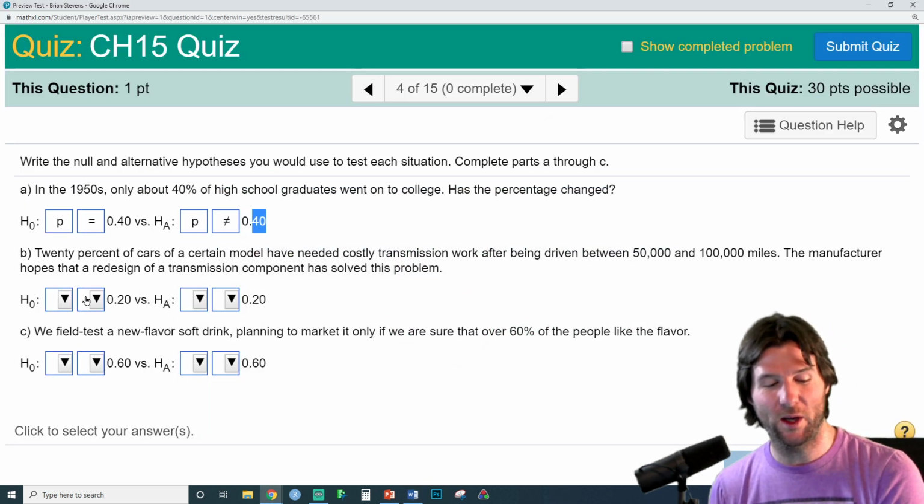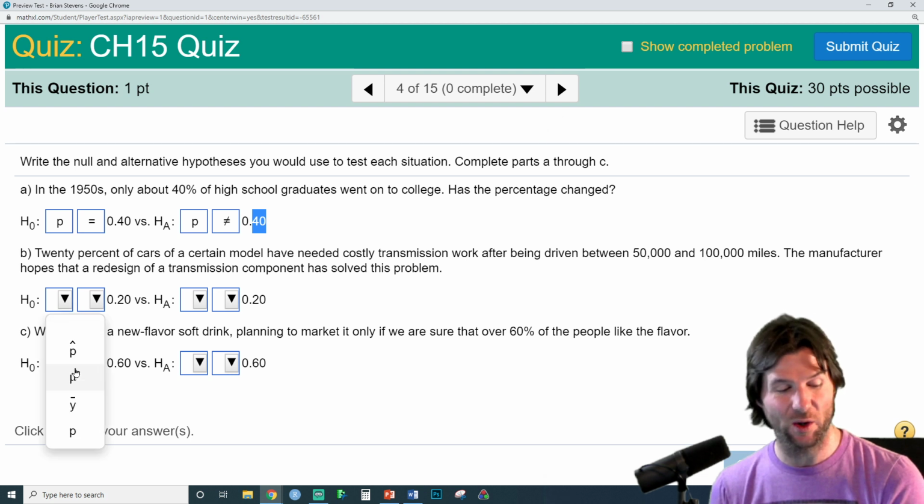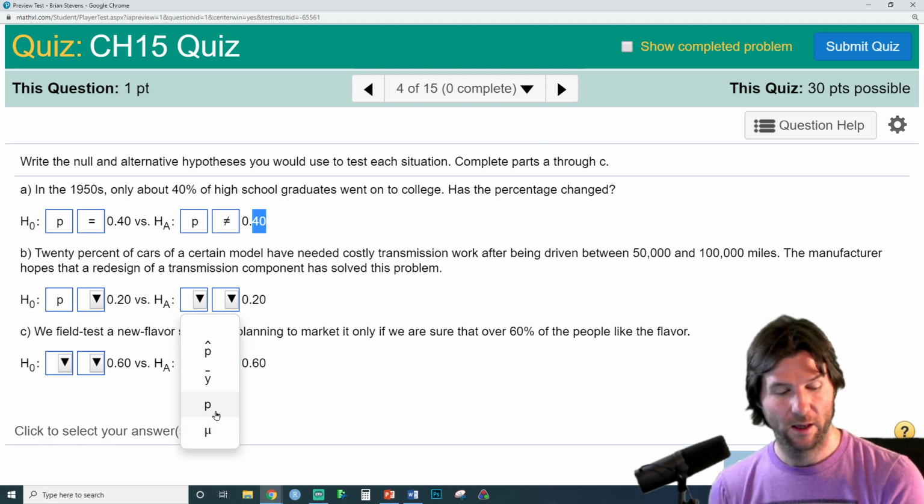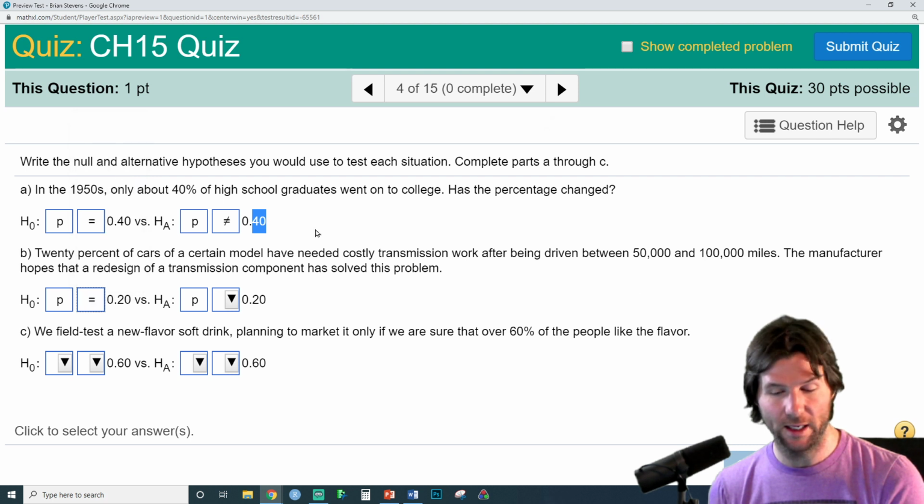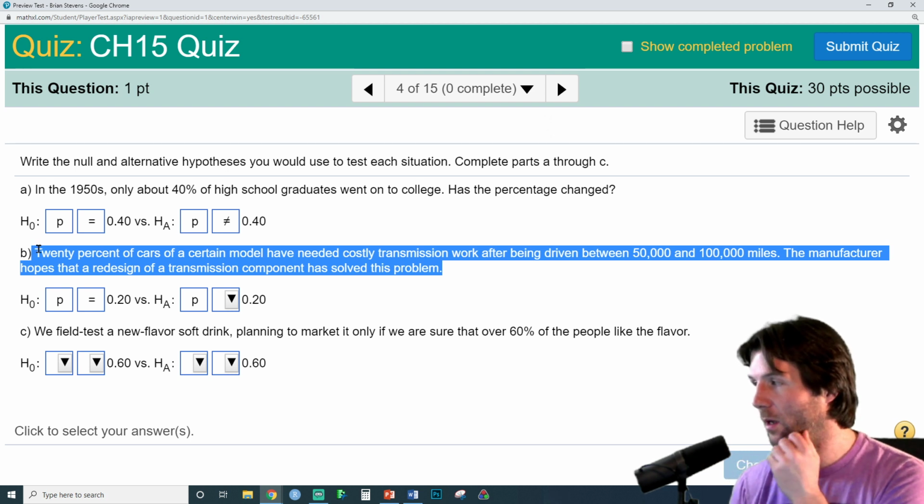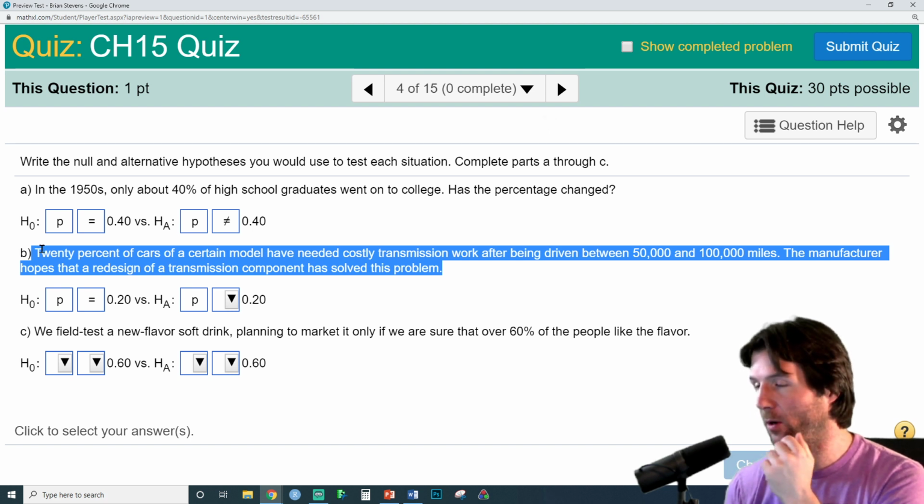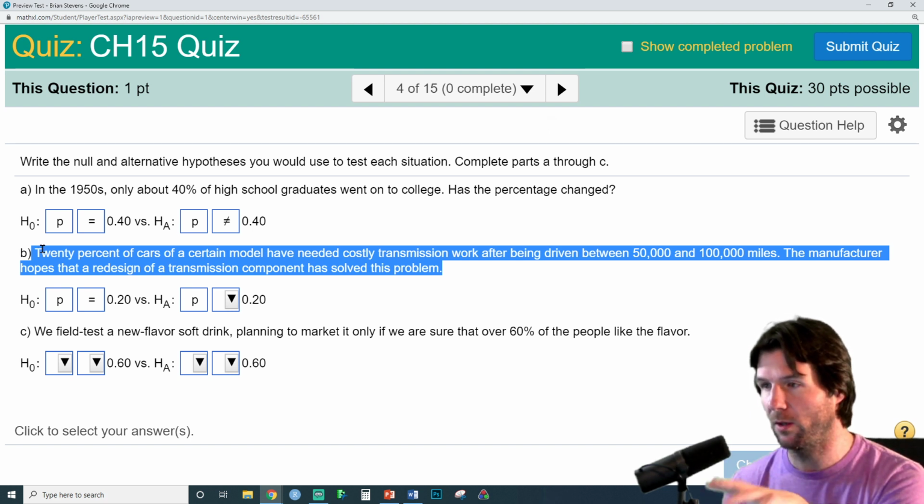20% of cars of a certain model have needed costly transmission repair. So it's whether or not your car needs repair. Does my car need repair, yes or no? That's categorical, making it P. We know the null always has the equal sign. The manufacturer hopes that a redesign has solved this problem. So if a car needs repairs and they're trying to fix this problem, we would hope that the proportion of cars that need repairs would go up, go down, or change.